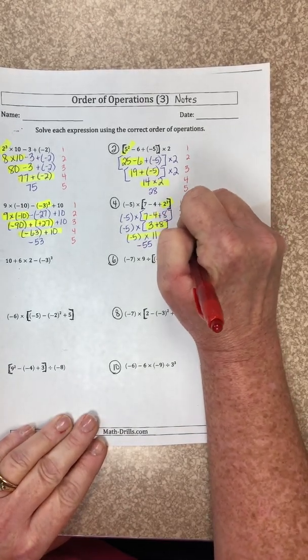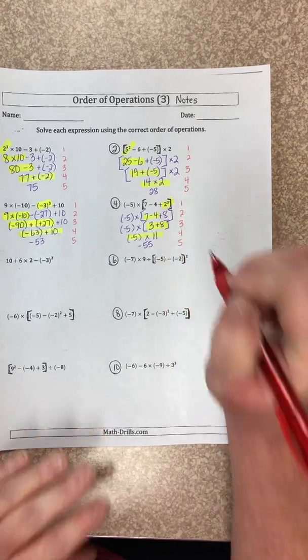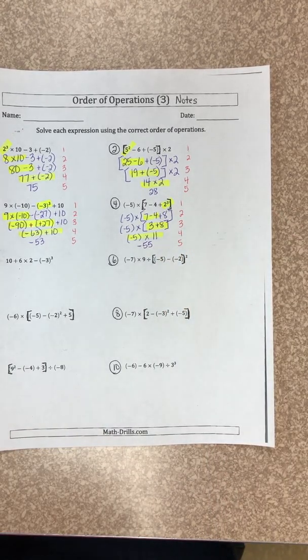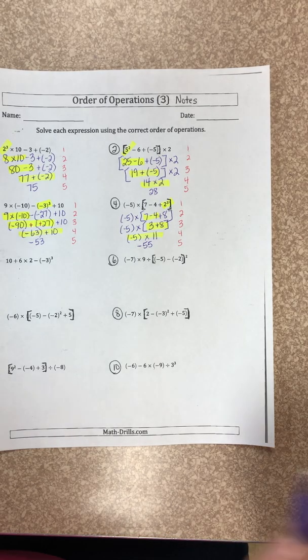And I'm going to number these lines of work. And see, I have 5 lines of work. You need to have all 5, just like I'm showing you. Let's look at number 5.